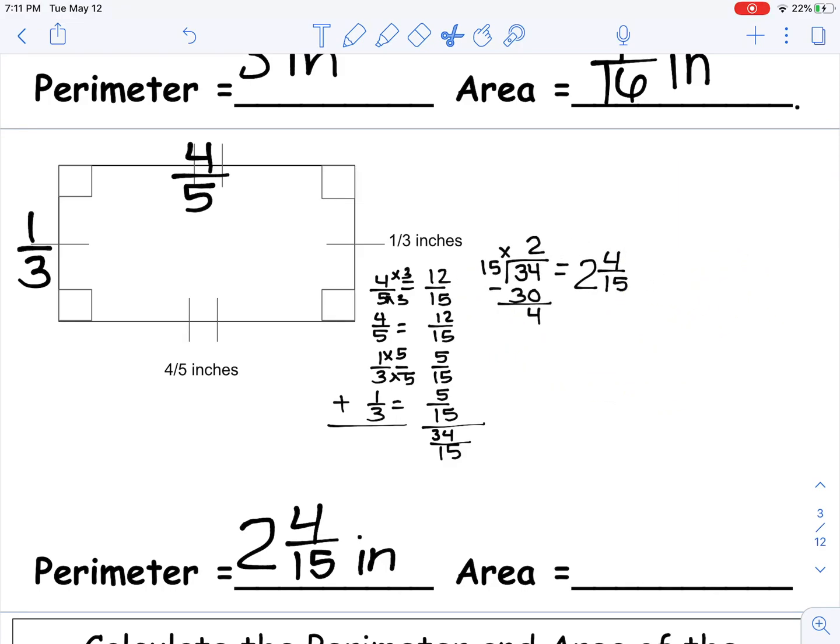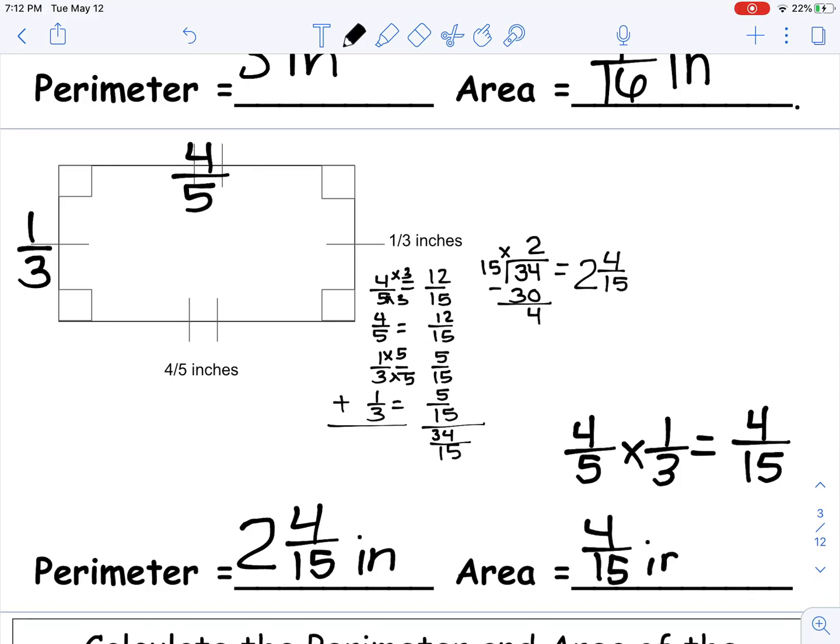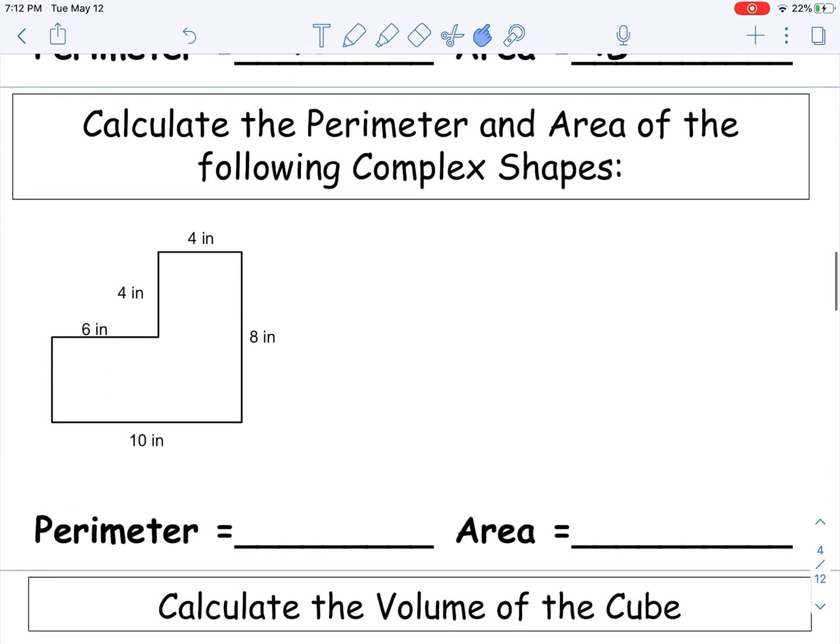Again, I'm going to shrink this down so I have a little bit of workspace. Don't erase your work. You can always just shrink it down. I can zoom in. Area of a rectangle is length times width. So I'm going to take 4/5 times 1/3. I know 4 times 1 is 4. 5 times 3 is 15. So I get 4/15. Again, top is not bigger than bottom, so I can't simplify that way. But do they have a GCF besides 1? Answer, no. So the area is 4/15 inches, and again, 2 dimensions, so squared.